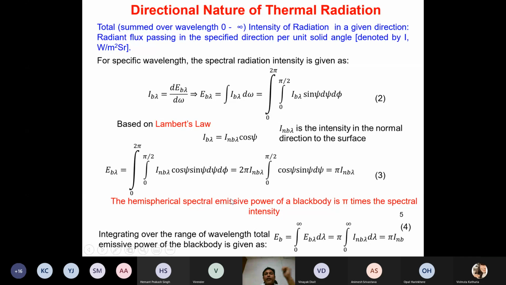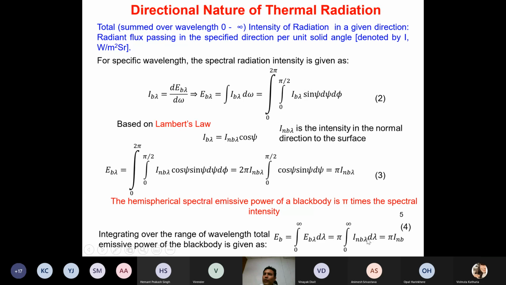Okay. Now we wanted to calculate the total emissive power. So clearly in this case the radiation we have looked at is for only one wavelength, isn't it? But if you look at the radiation, it has wavelengths varying from 0 to infinity. So total emissive power is going to be the integral with respect to the wavelength. So that is what is being done here. So Eb is given as integral 0 to infinity Eb lambda d lambda. So if we do this integral, what we get is pi integral 0 to infinity Inb lambda d lambda. So that becomes pi Inb.